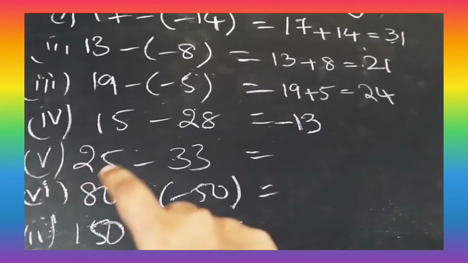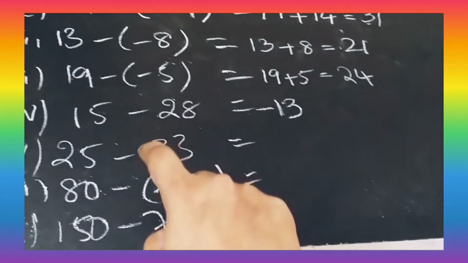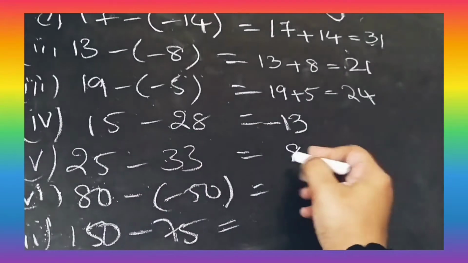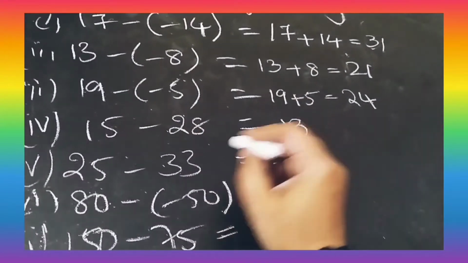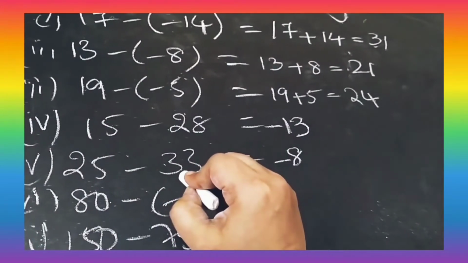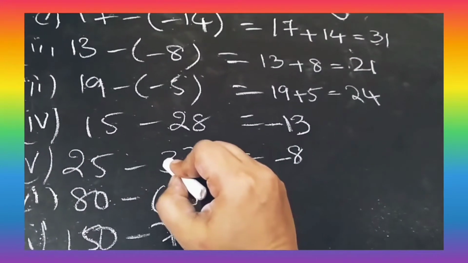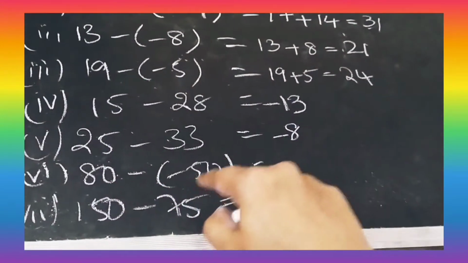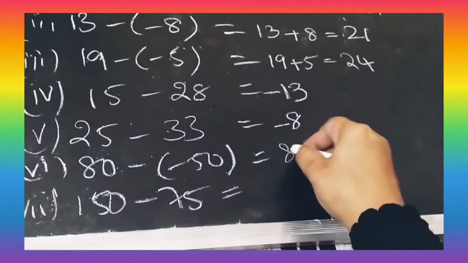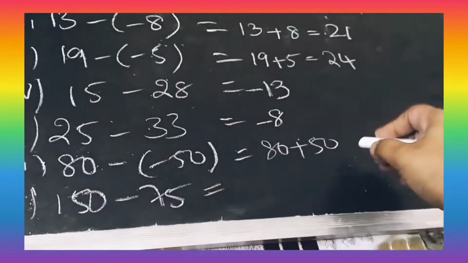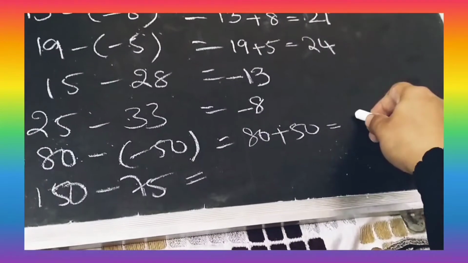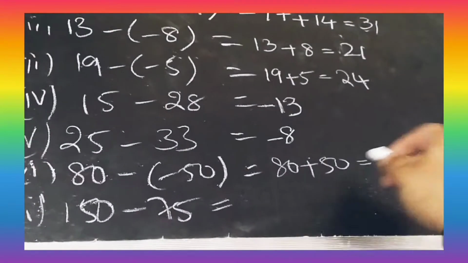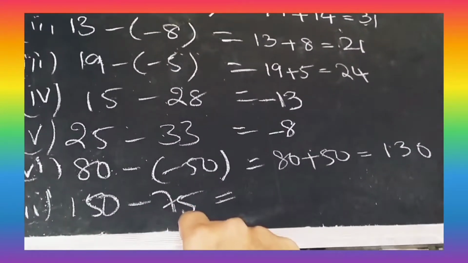So next one is 25 minus 33. What is 25 minus 33? It is 8. So you have to write minus 8. Why? Because which number is bigger here? 33 is bigger. So before 33 what is there? Minus is there. So again sixth one is 80 minus of minus 50. Minus into minus is plus now. So you have to write 80 plus 50. It is 130.